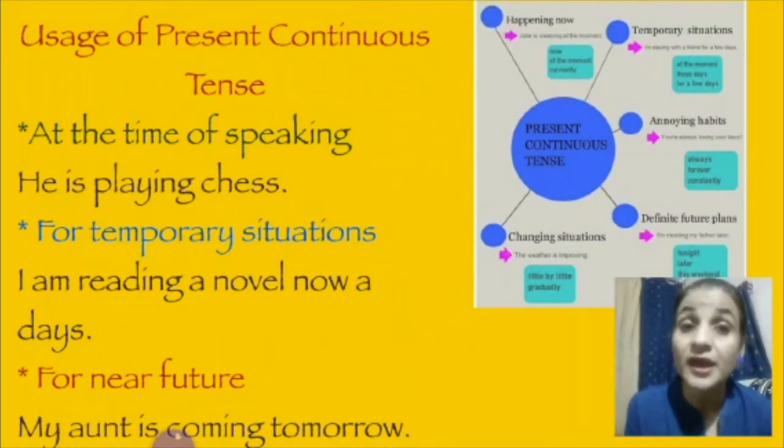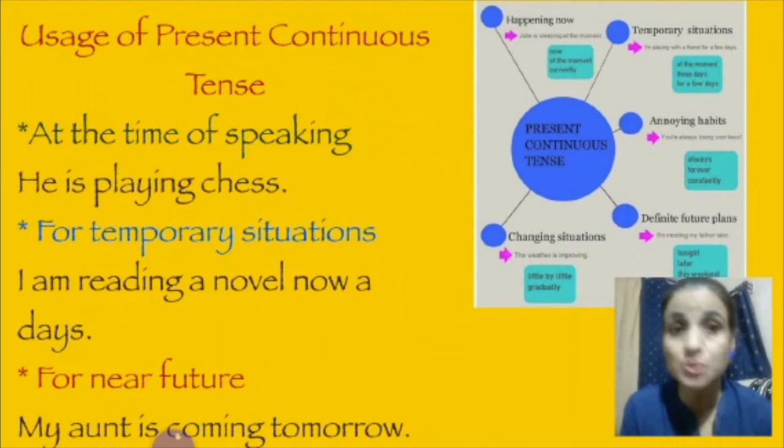Next, where we will use present continuous tense, or you can say what is the difference between the uses of present simple and present continuous tense. So present continuous tense is used, children, when we have to show the action is going on at the time of speaking. Like he is playing chess. So it means when we are talking, when we are speaking, at that moment he is playing chess.